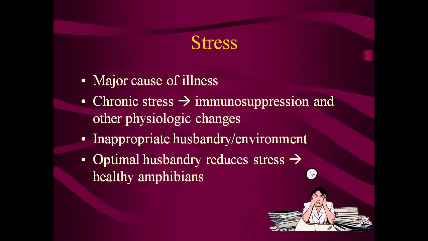Before discussing specific problems and syndromes, it is important to recognize that stress is a major predisposing cause of illness and disease in amphibians. The acute stress response is a normal physiologic process that enables animals to respond to new and challenging situations. However, chronic stress leads to immunosuppression and other physiologic changes. The most common cause of chronic stress in amphibians is inappropriate husbandry or environmental conditions. So, with all of the conditions discussed in this module, husbandry parameters should be reviewed and improved in conjunction with specific disease treatments, as optimal husbandry will lead to healthier amphibians.